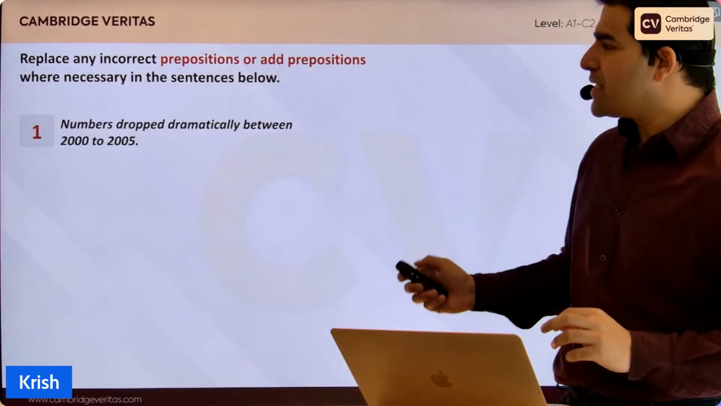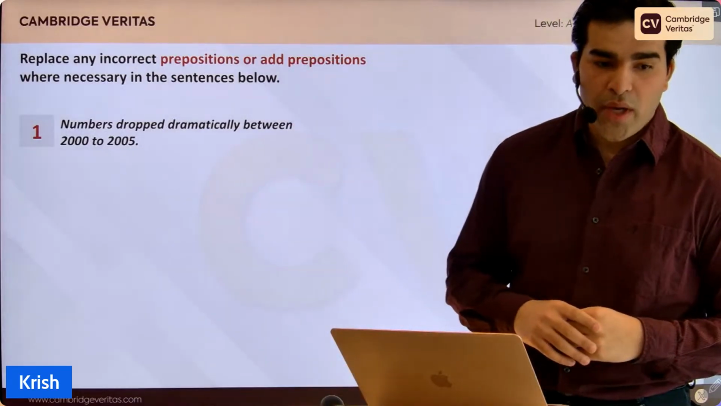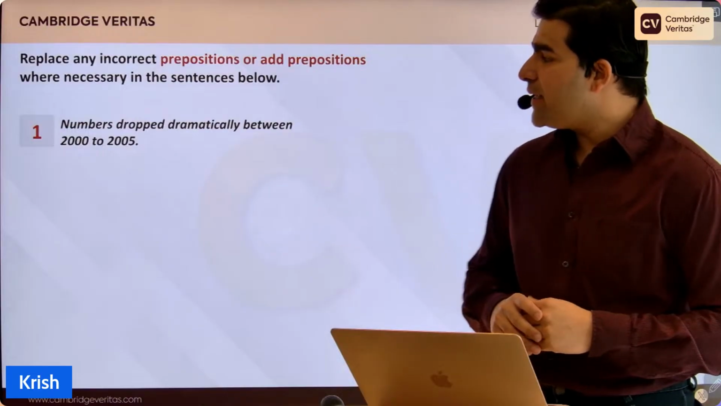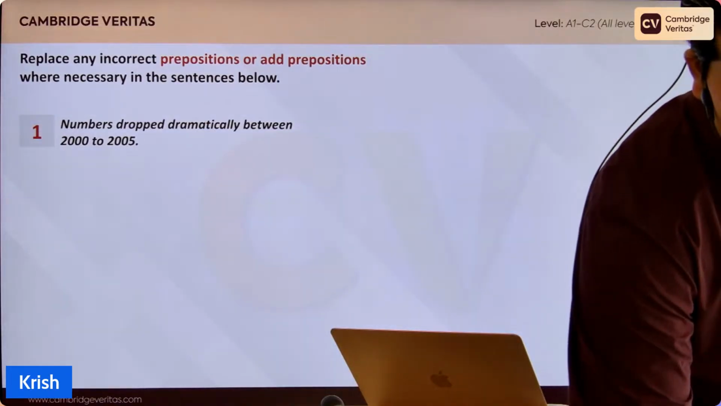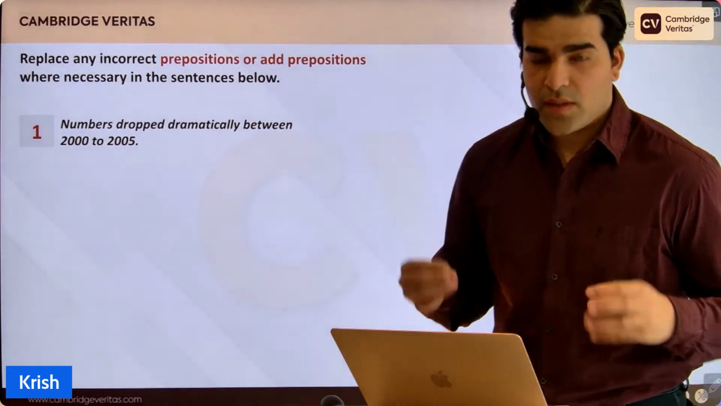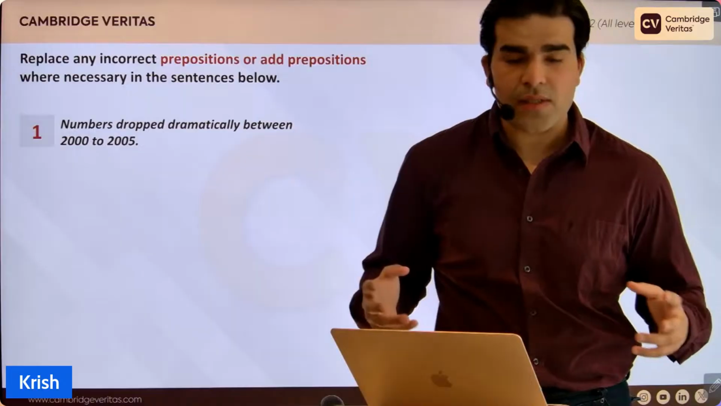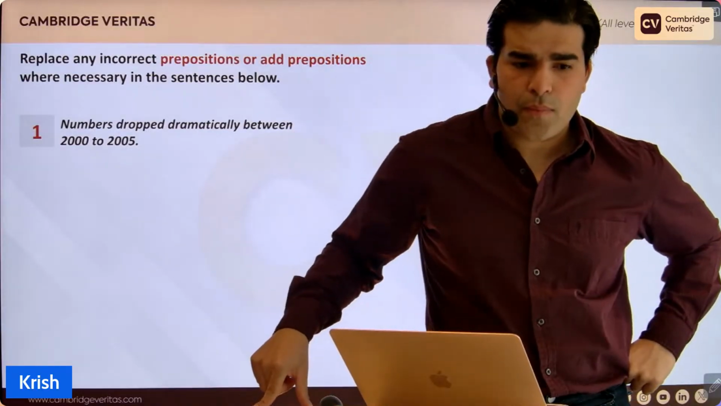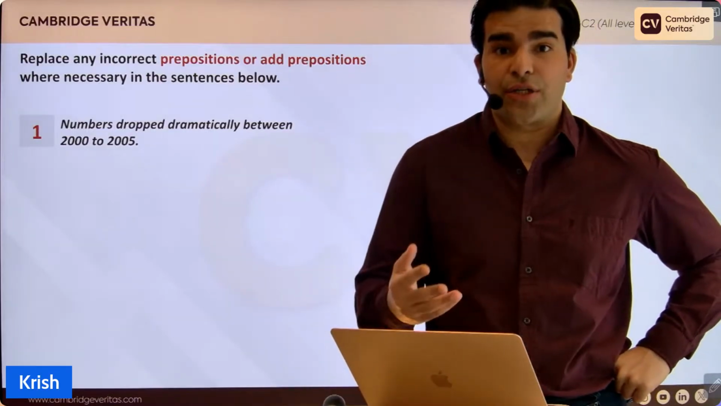So the first mistake of the day is, read it out loud with me: Numbers dropped dramatically between 2000 to 2005. What do you think is the mistake in this sentence? Numbers dropped dramatically between 2000 to 2005. This sentence seems absolutely correct. There's nothing wrong with this sentence. Put your guess in the live chat. What do you think would be an appropriate correction for this sentence?